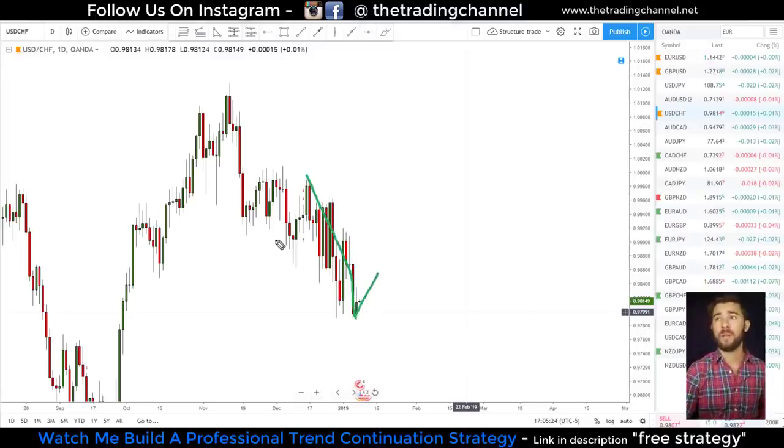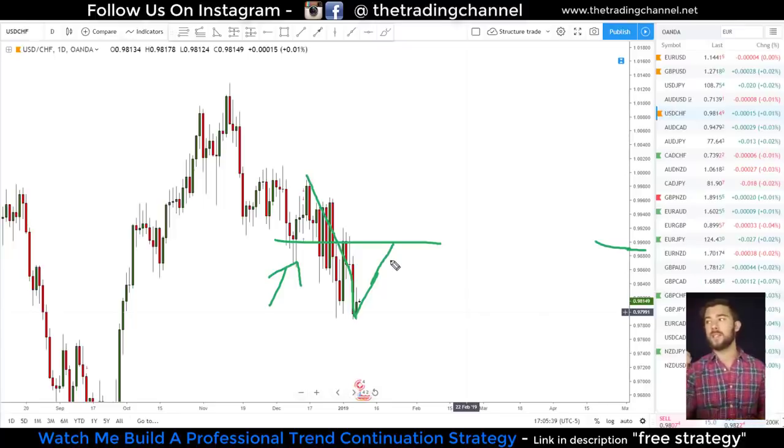We're waiting on a pullback. If we get a pullback, we'll look for a pullback to this level. And directly after hitting this level, that's where we're going to be looking at for possible trading opportunities. That level is around 0.99 even. So that's what we're looking at on the dollar Swiss, is looking for the market to pull back to 0.99 even.